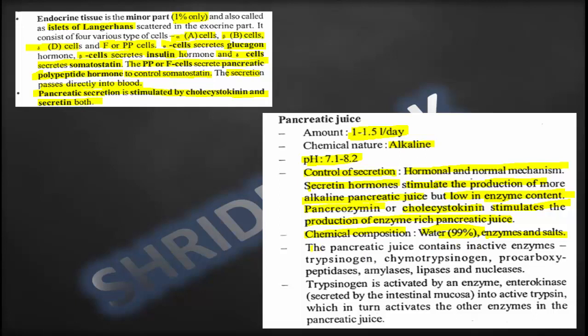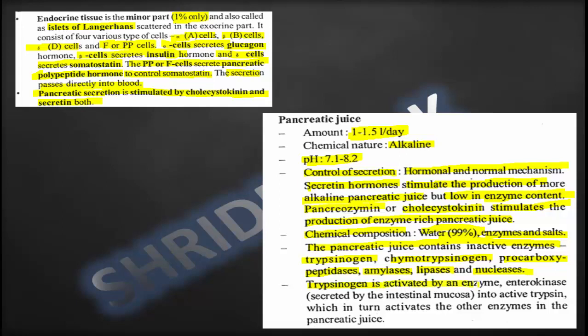The pancreatic juice contains inactive enzymes: trypsinogen, chymotrypsinogen, procarboxypeptidase. All three are in inactive conditions. Their active forms are trypsin, chymotrypsin and carboxypeptidase. All the first three are required for protein digestion. Amylase is required for carbohydrate digestion, lipase for lipid digestion, nuclease for nucleic acid breakdown.